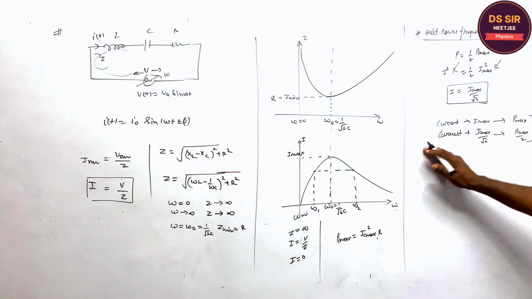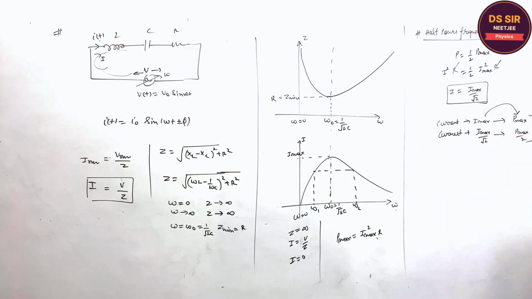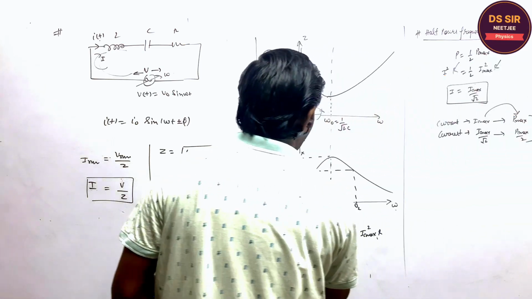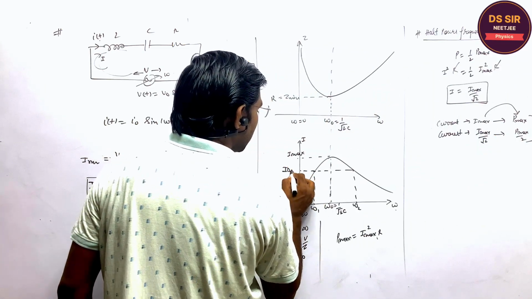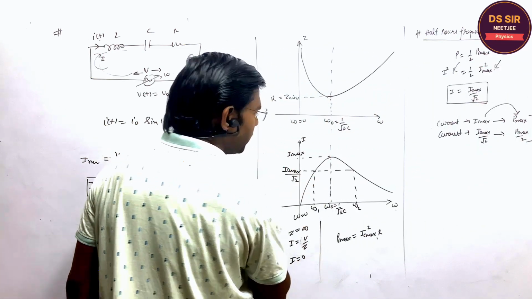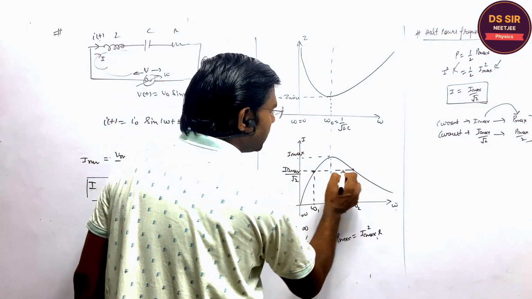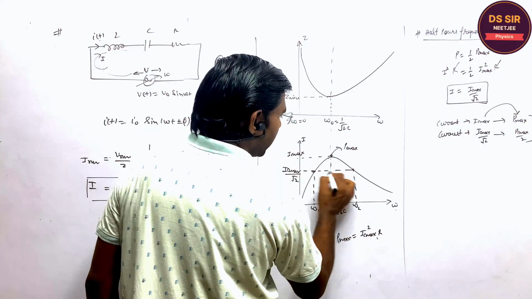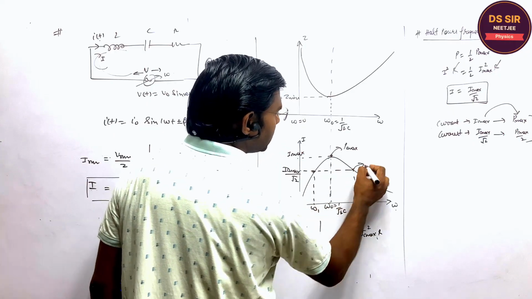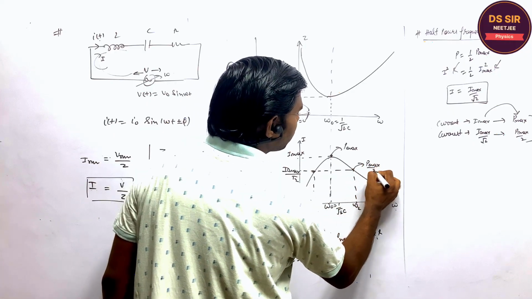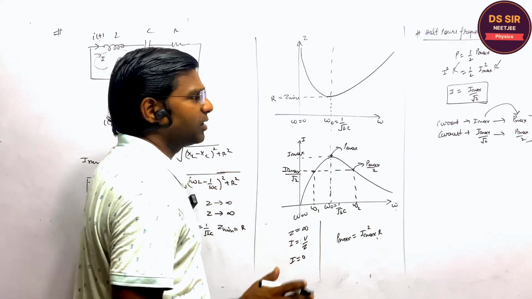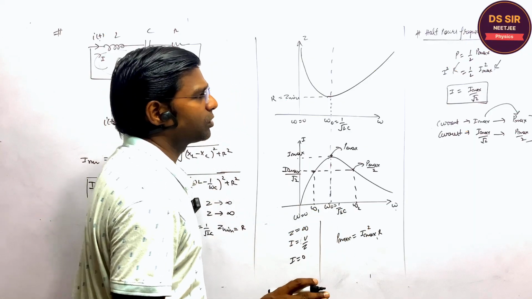Sanjay, for the maximum current, the power is maximum. If the current in the circuit is I max by root 2, then at the two frequencies where the current has this value, the power is half of the maximum power. Therefore, these two frequencies are called half power frequencies. Is it clear or not?